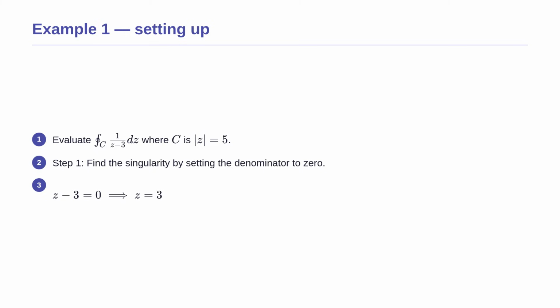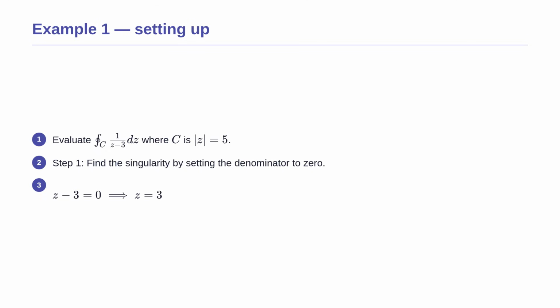We want to evaluate the integral of 1 over z minus 3 around a circular path defined by the absolute value of z equals 5. Our strategy follows 3 simple steps. First, we find where the function breaks down by looking at the denominator. Setting z minus 3 equal to 0 gives us a singular point at z equals 3.